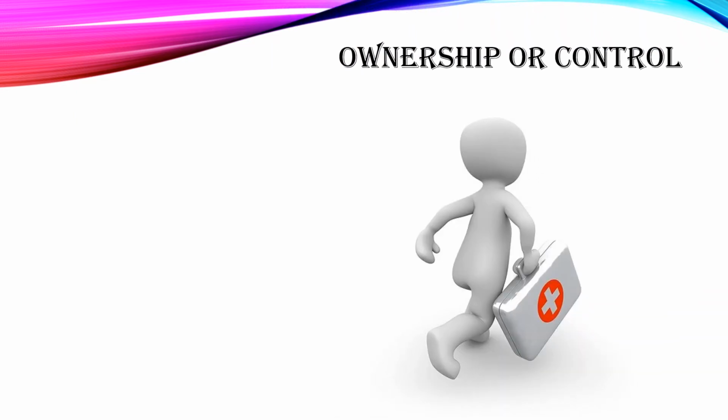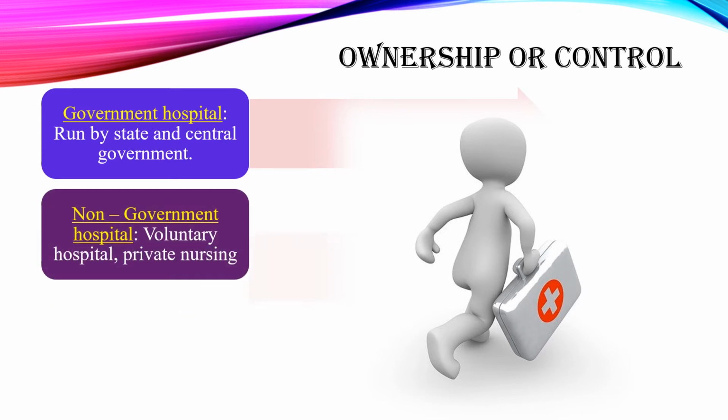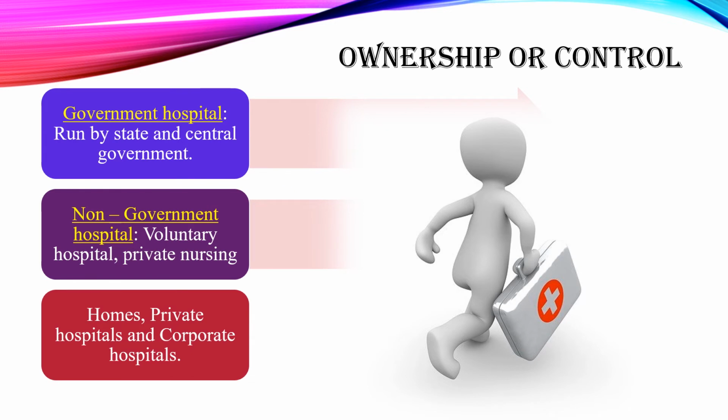On the basis of ownership or control, the hospital can be classified into a government hospital which is run by the state and central government, a non-government hospital, a voluntary hospital, a private nursing home, private hospitals and corporate hospitals.